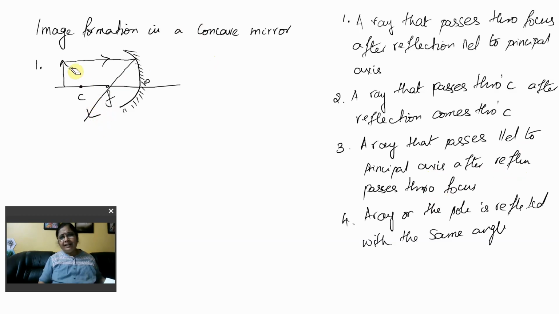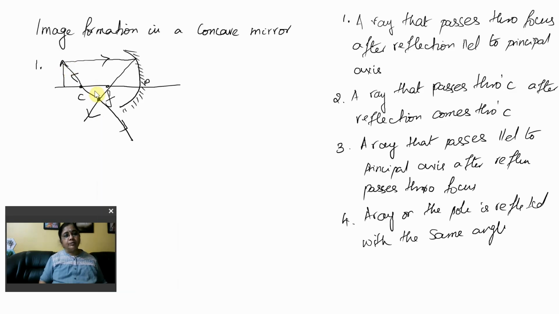Now, I will take rule 2. A ray that is passing through C will be reflected back in the same direction. Now, how do we find the image? This ray goes like this. This ray goes like this. Where do they intersect? They intersect here. So, this is where the image is formed.